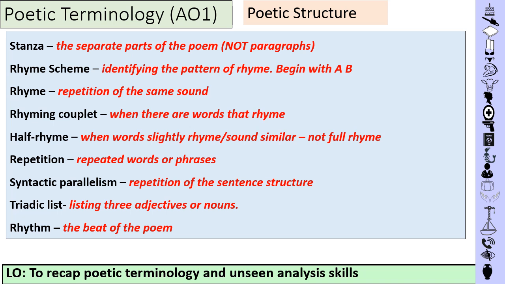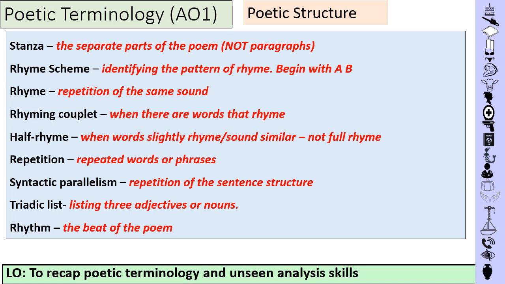So firstly, stanza is the separate components or the separate parts of a poem. Silly little geese may call them paragraphs of a poem. You will not. You will call them stanzas because they are not paragraphs. A rhyme scheme is identifying the pattern of a rhyme, beginning with A, B, for example, or A, B, C, D. It could be any rhyme scheme. Rhyme, repetition of the same sound. Rhyming couplet, where there are words that rhyme that are next to each other, they're a couple.